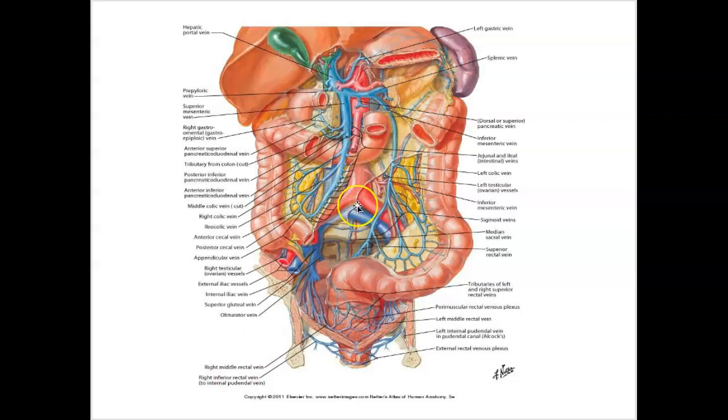Here are where the portal and caval systems drain the abdominal cavity, the portal system, and the abdominal wall, the caval system, where they communicate at the umbilicus. You can see these snake-like veins right underneath the skin near the umbilicus, which somebody named caput Medusa, which is the head of Medusa.